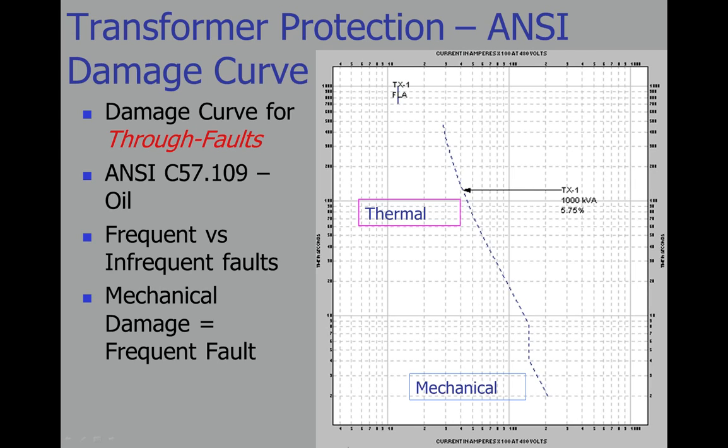This is a typical curve you'll see in EasyPower. There are two main pieces to this. This little line down here is what we call mechanical damage. That's the stresses that occur due to the magnetic forces on the windings. This curved line up here is the thermal damage portion of the curve. And again, this is only for through faults.